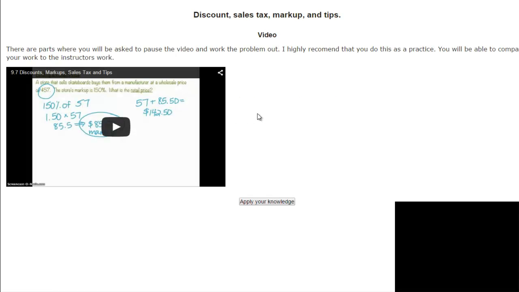This is the page where instruction is given. In this page, the student is required to watch the video that discusses discounts, markups, sales tax, and tips, and how to calculate all of that. Once the students watch the video and take the notes, the student is ready to go to the next page, which is apply your knowledge.